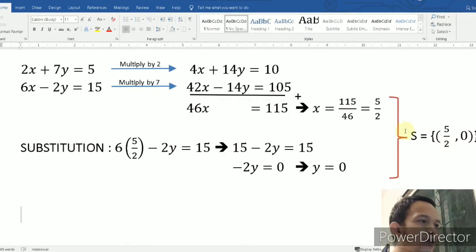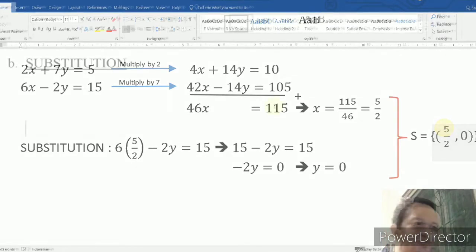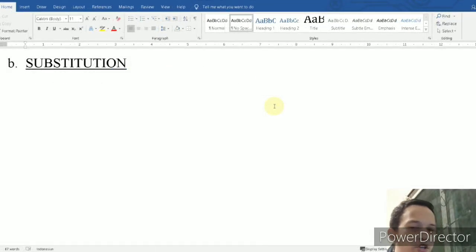So you can use either approach, whether you eliminate the x first or you eliminate the y first, they will both consistently show the same final answer. Now for the second method, we are using only substitution. Before, we used the combination between elimination and substitution. Now I will show you how to use just substitution.